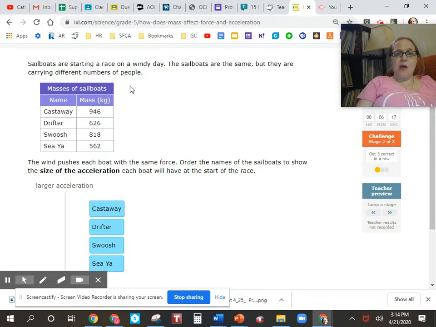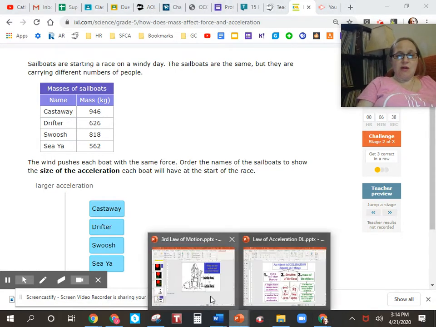Okay. The sailboats are the same, but they are carrying different numbers of people. Ooh, now this one's asking us a little bit different. It's asking about the size of the acceleration. The wind pushes each boat with the same force. So our force is the same this time. Order the names of the sailboats to show the size of the acceleration each boat will have at the start of the race. So I'm going to go back to my notes and I'm going to look at my acceleration.